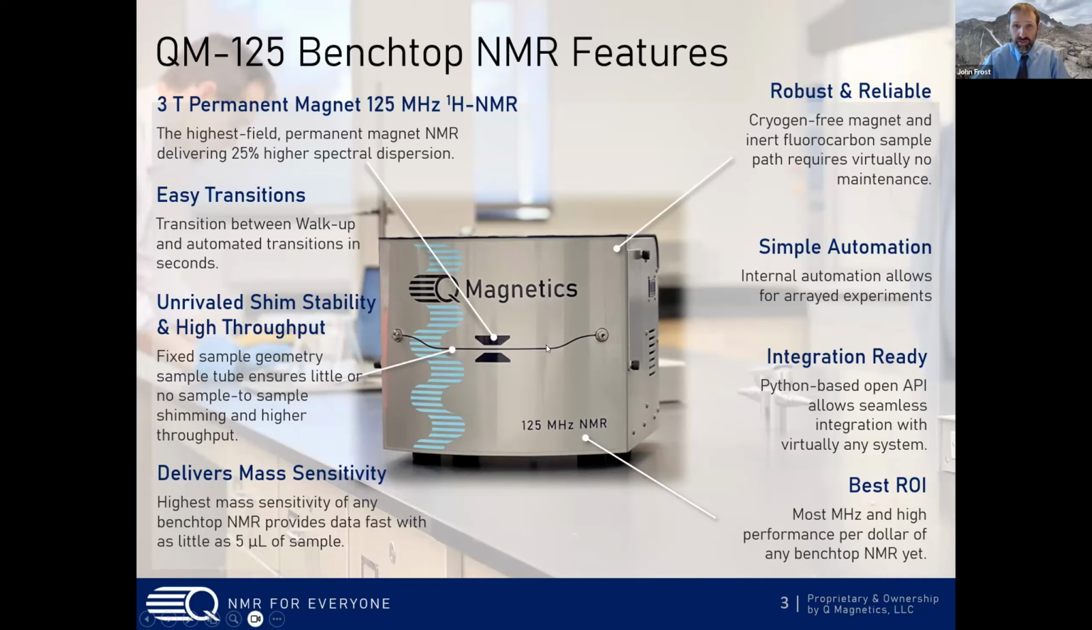And the sample flows along what is essentially this black line here internally through a PFA flow path to the magnet and the active volume coil. This has a number of different really exciting advantages, including unrivaled shim stability. We don't change the sample geometry when we change samples, and so there's little or no sample-to-sample shimming required while maintaining that high degree of shim.